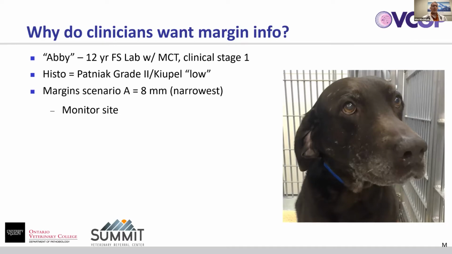And, in that case, let's say in scenario A, we have our narrowest histologic tumor-free distance, or you could also consider that a microscopic tumor-free distance at its narrowest was 8 millimeters. In that case, the clinician is likely to interpret that and say, I believe that is adequate for achieving local tumor control. There's a low risk for recurrence or spread.